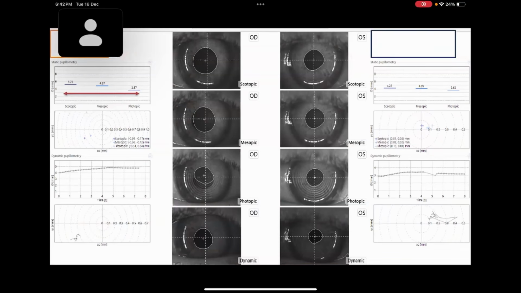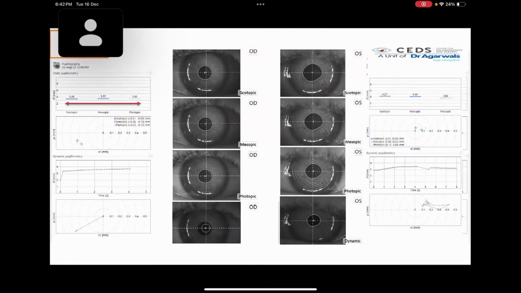As we can see in mesopic condition, there's a difference between the right and left eye. Mind you, she has a multifocal lens in the eye, plus a dilated pupil. So this was triggering the photophobia that she was complaining of. And if you can see, post pilocarpine test, our mesopic pupil size has reduced.